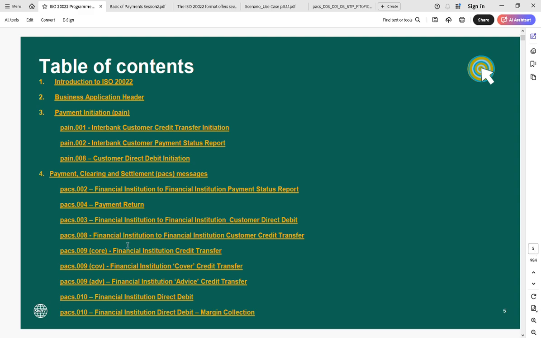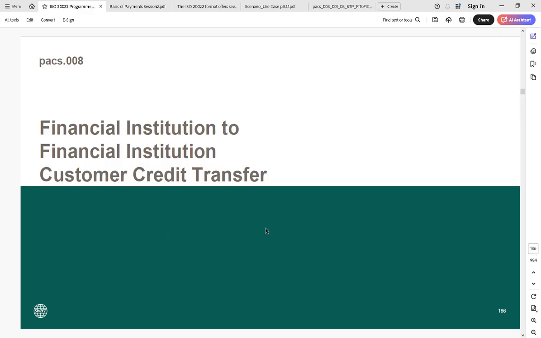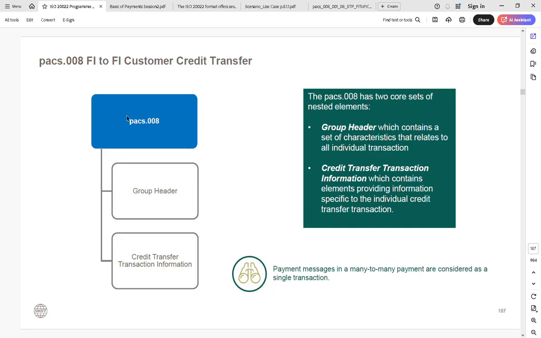the PACS.008 message, which is the FI to FI customer credit transfer. Here, apart from the basic things like group header and credit transfer, these are the basic two parts of the message. If you see here, this is your header part and your customer credit transfer. The next message is this one, FI to FI customer credit transfer. Here, these two messages create your PACS message. Then inside the message, these two pieces of information are mentioned here.